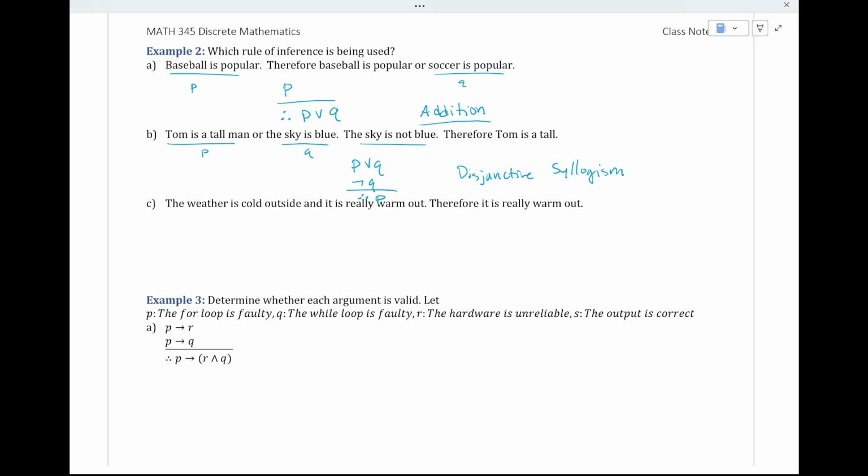Part C, the weather is cold outside and it is really warm out. Therefore, it is really warm out. This is a great example of the actual objective truthfulness of the hypotheses not being something that we're considering. We're just assuming that these are all true. The weather is cold outside, that's going to be P. It's really warm out. So those two can't really happen together, but we're not worried about that. P and Q. Therefore, it is really warm out. That's Q. P and Q, therefore Q.